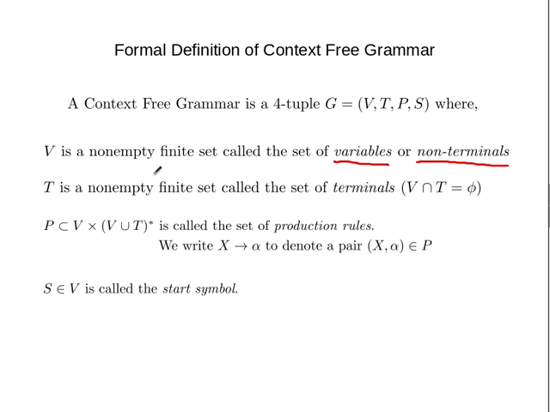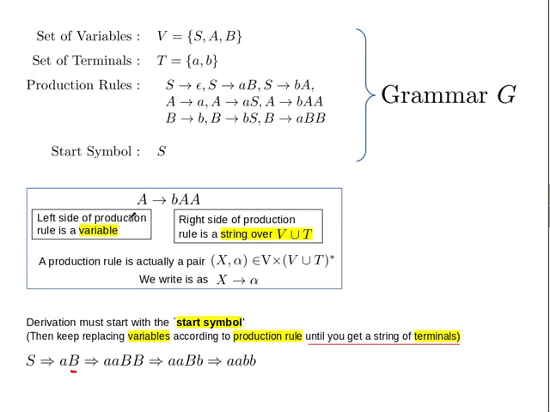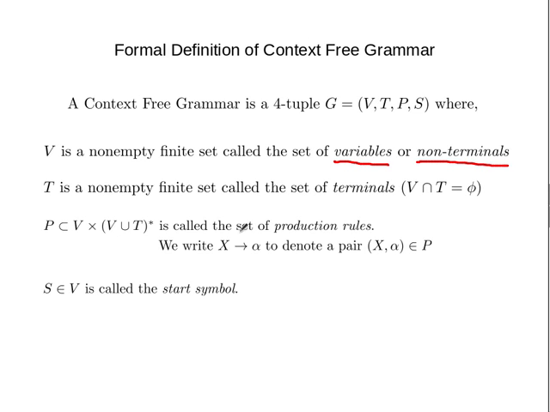So think of this as some kind of alphabet, and then we can have strings over the union of this thing. And the production rules are what? So these are just elements of this thing, as we discussed here, right? A production rule can be seen as a pair in this thing. So the set of production rules is just a subset of this thing. And we write this x going to alpha to denote this pair, which is in this set P.